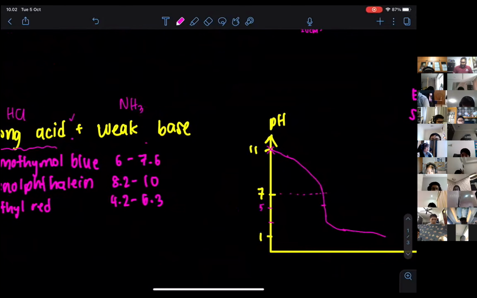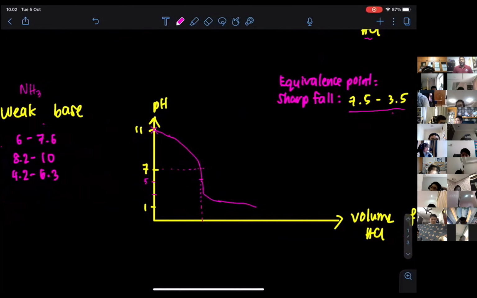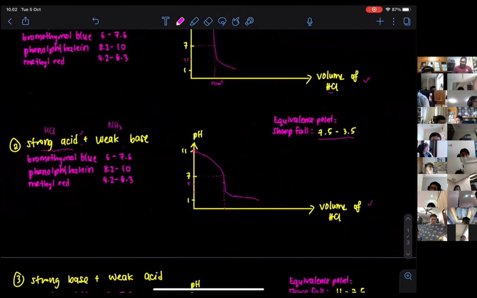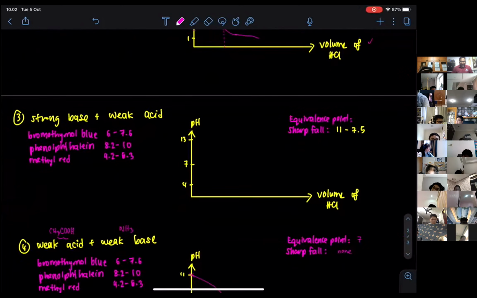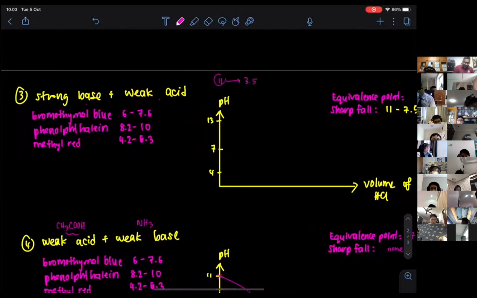What does it mean? It means that at this particular volume, all the H plus has been completely reacted with the OH minus. So the equivalence point for the strong acid and weak base is going to be 5. It will follow strong. A similar method, if it is strong base and weak acid, you can see here the sharp fall. Remember just now, I told you from 11 all the way to 3.5. Now it's strong base and weak acid, so strong base means more towards 11.